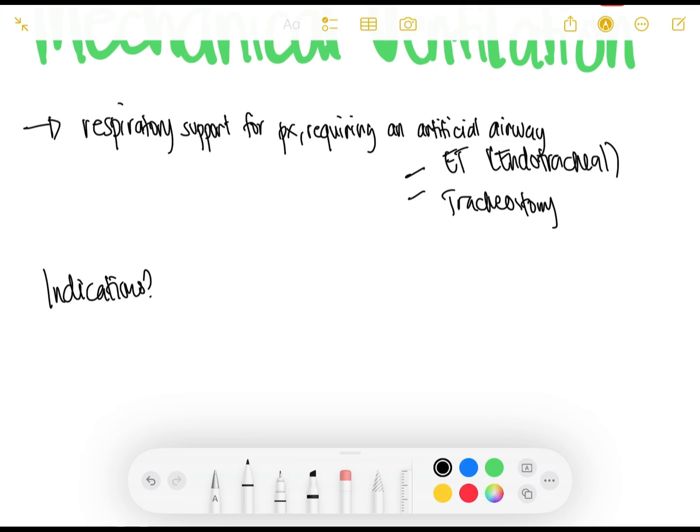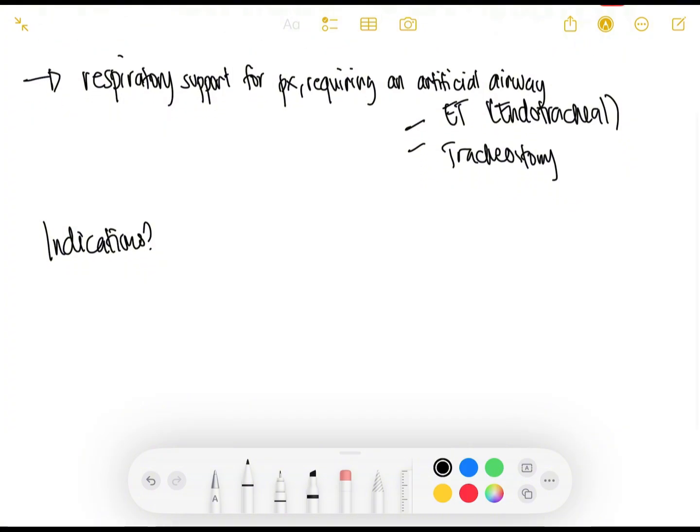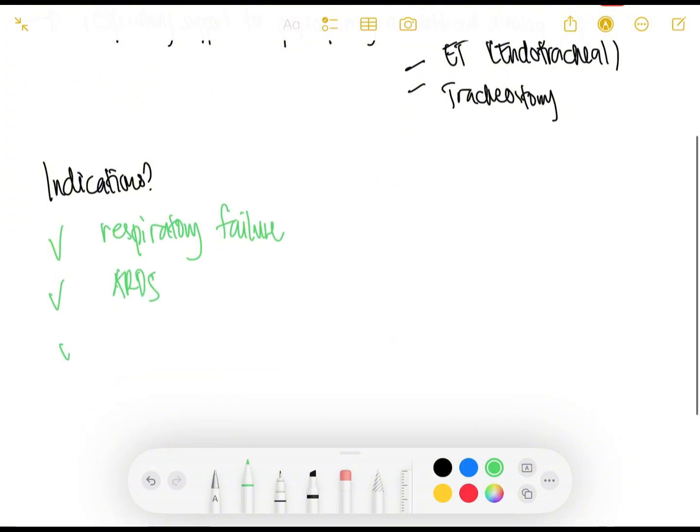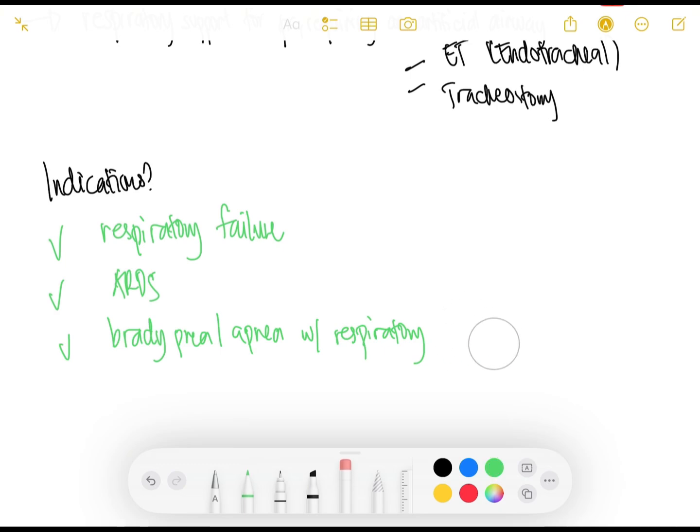Okay, so what are examples of patients that have problems with ventilation and oxygenation? Okay, we have examples. Number 1, patients with respiratory failure. Okay, respiratory failure. What else? Patients with ARDS. Patients with either bradypnea or apnea with respiratory arrest.